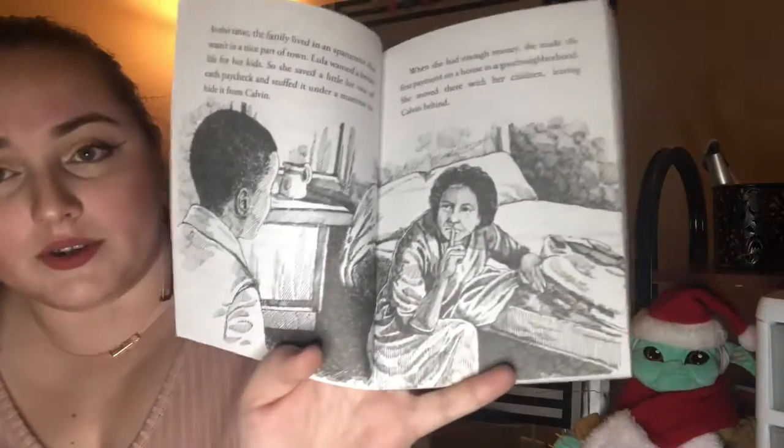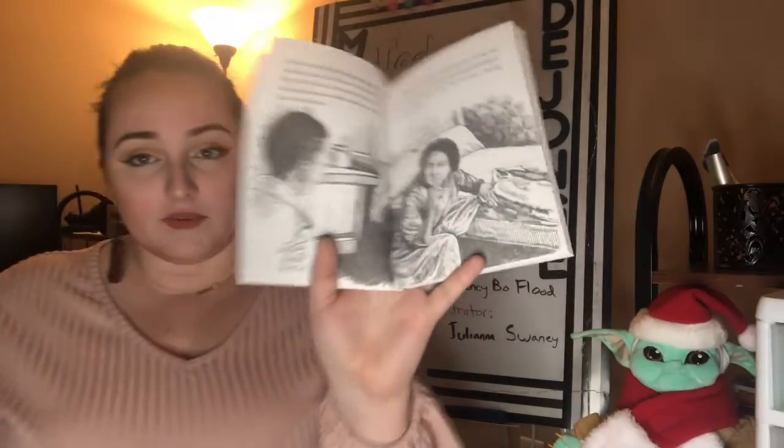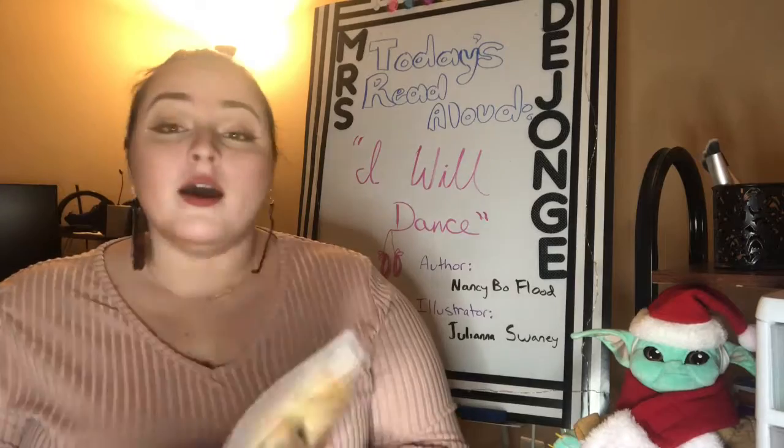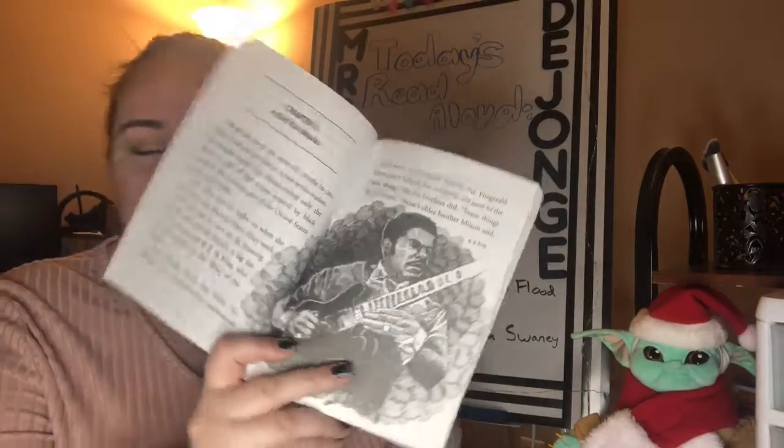So as you can see, there's Lula, which is Stevie's mom, stuffing a bunch of coins under the mattress that she could save up to get away from his dad, because he wasn't a very nice man. And next week, we will read about chapter 2, A Gift for Music.